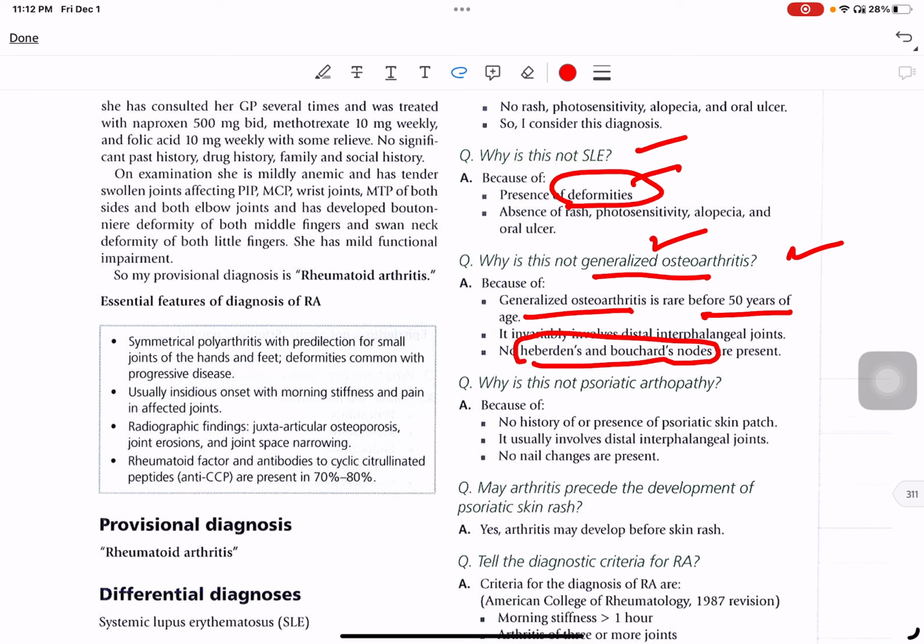Why is this not a case of psoriatic arthropathy? There is no present history or family history of psoriatic skin rash. So that is a very important diagnostic exclusion. And psoriasis usually involves the distal interphalangeal joint, and there may be skin rash and nail change. So absence of this supports the diagnosis of rheumatoid arthritis.